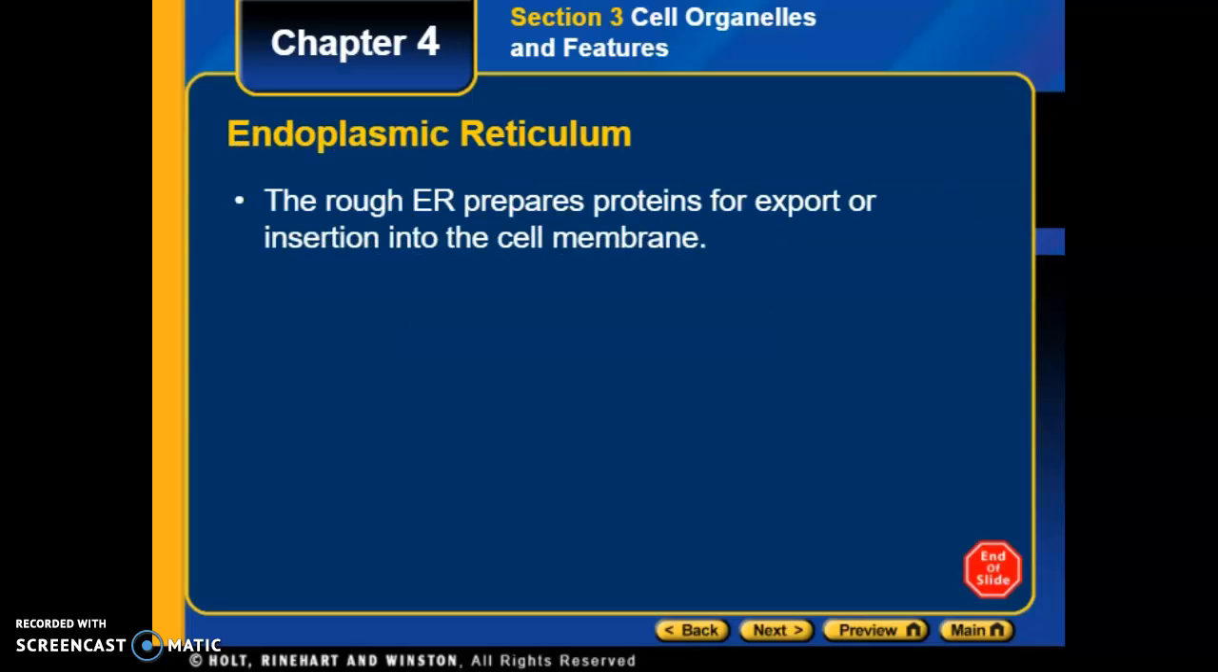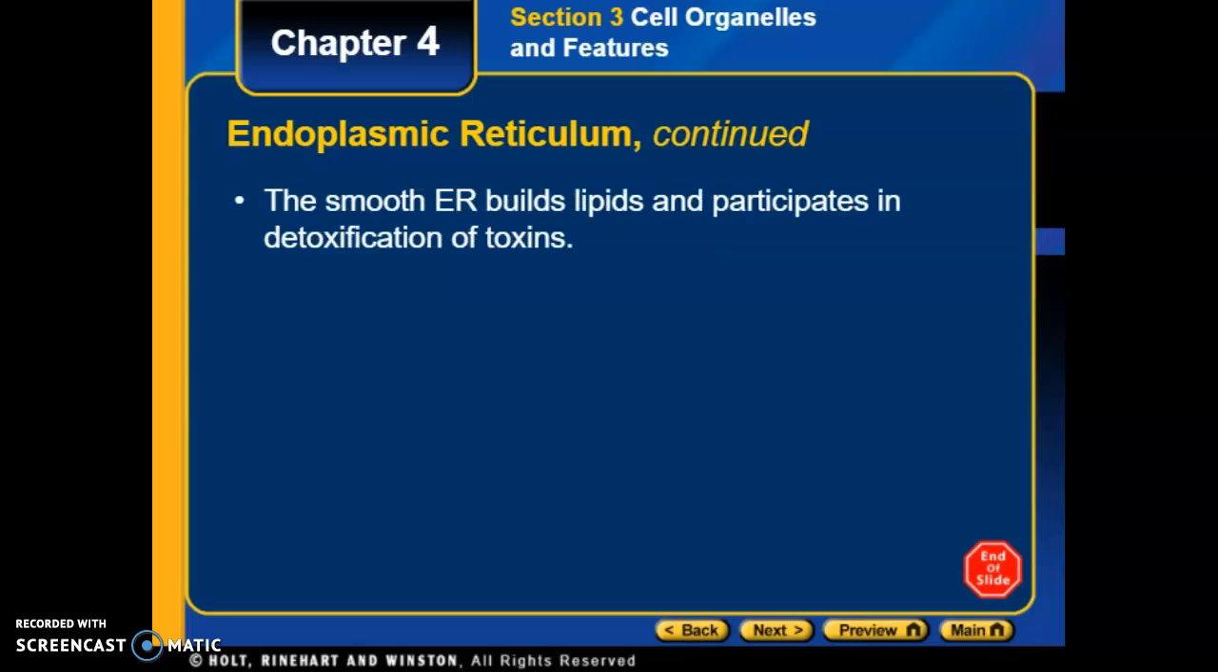All right, ER is the endoplasmic reticulum. This is basically the highway of the cell. This is where proteins are prepared for export, as well as basically shipped throughout the cell. So the rough ER contains ribosomes inside of it. Those ribosomes make proteins, and they use the ER as a pathway to get to other parts of the cell.